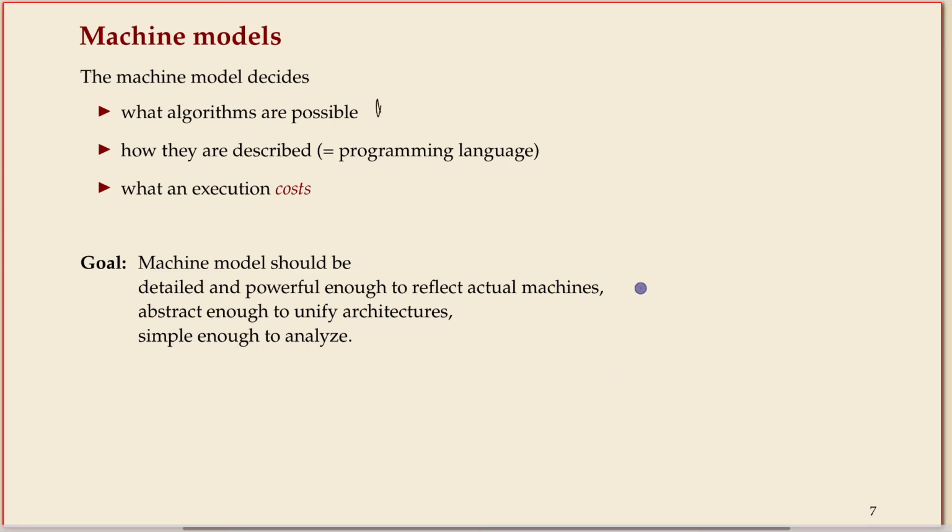I've talked about this trade-off before. We want it to be detailed so that it captures what's going on in certain machines that we want to use in applications at the end of the day. But we want it to unify what we have, where these machines differ. And ideally, it should also be simple enough so that we can mathematically analyze it.